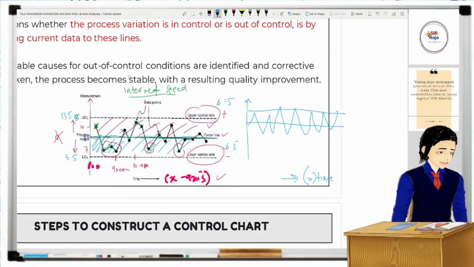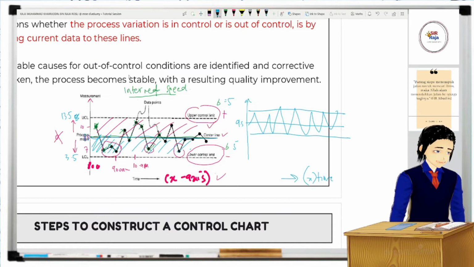Your mean might be changed, might be increased a little bit. Let's say now you get 9.5. And then your lower control limit should be better. It shouldn't be 5. Maybe your standard deviation would be like 3.5. So, meaning that the 9.5 can go up. You can get more increase.